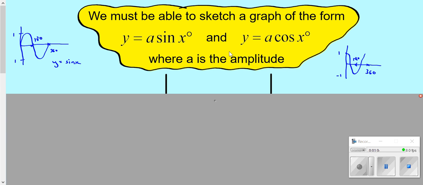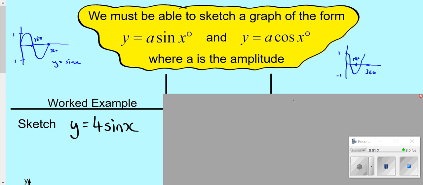Now you need to remember those, okay? Because essentially everything we're now going to do is a manipulation of those two basic graphs. There is one other one, and we're not going to look at it for this video, and I'll explain why at the end, but it will come in later on. Now, let's look at changing the amplitude.